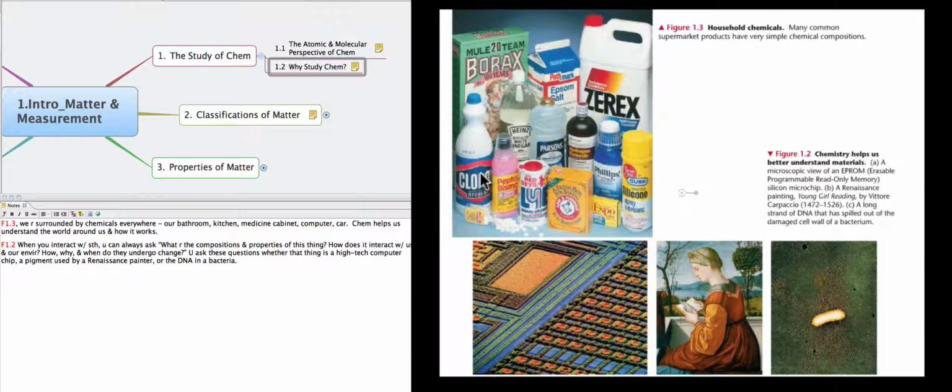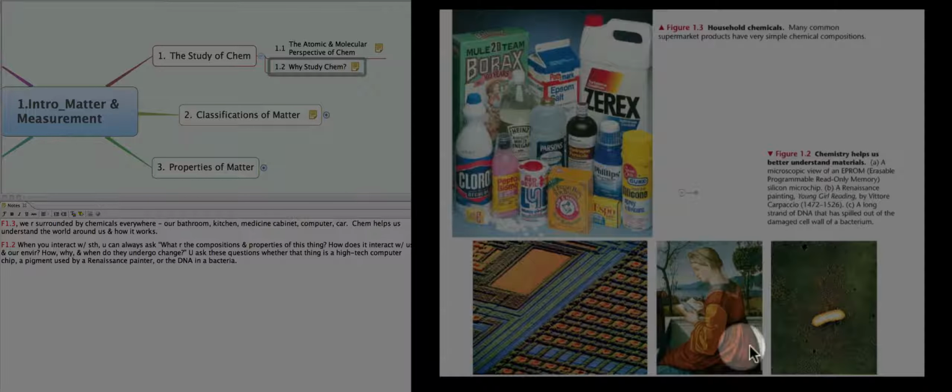Here you see Clorox bleach, Pepto-Bismol. This is an antacid used for stomach problems, baking soda, as you see here. So when you interact with something, you can always ask, what are the composition and the properties of this thing? How does it interact with us and our environment? How and why and when do they undergo change? And you ask these questions, whether it is a high-tech computer chip or a pigment used by a painter, or the DNA in a bacteria.